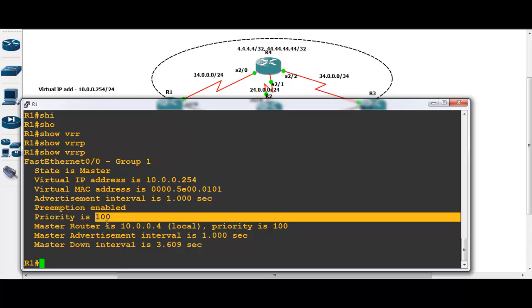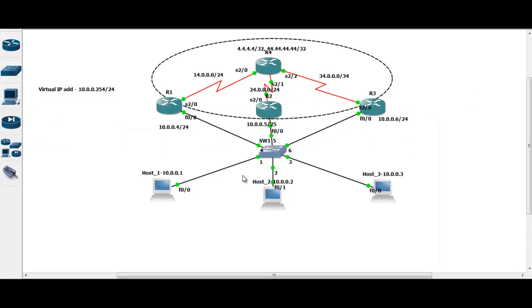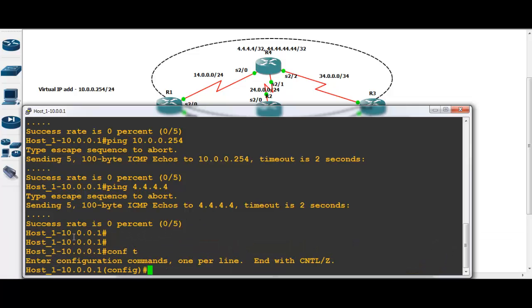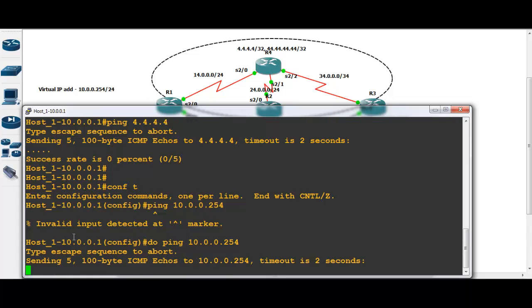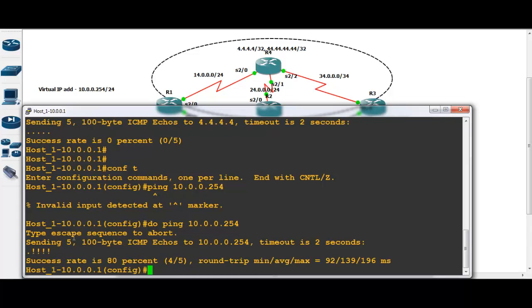Now if I go to this computer, host 1, and try pinging my gateway, first I'm going to ping my gateway: ping 10.0.0.254. I will get a response. From whom am I going to get the response? It is from router 1, because router 1 is now master. Router 1 is having that floating virtual router IP address, virtual IP address. What is the proof? I'll trace route and show you.